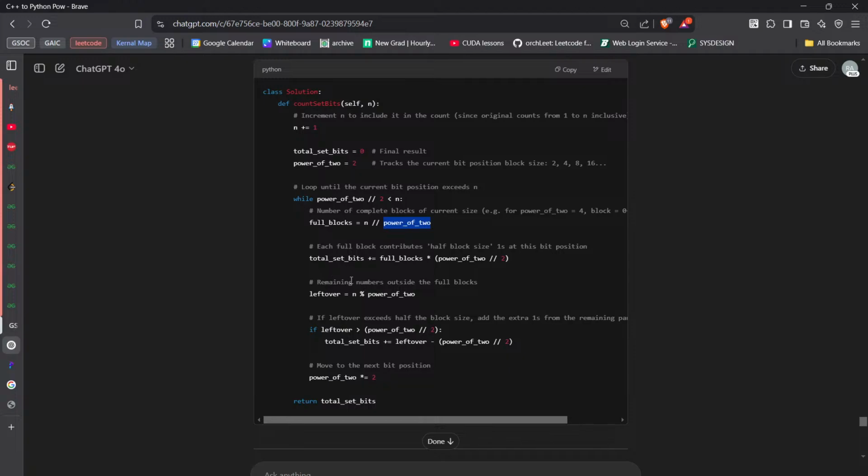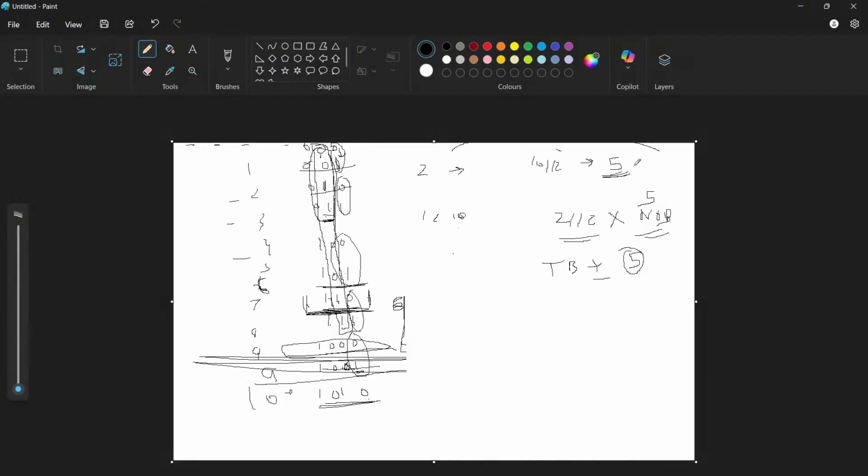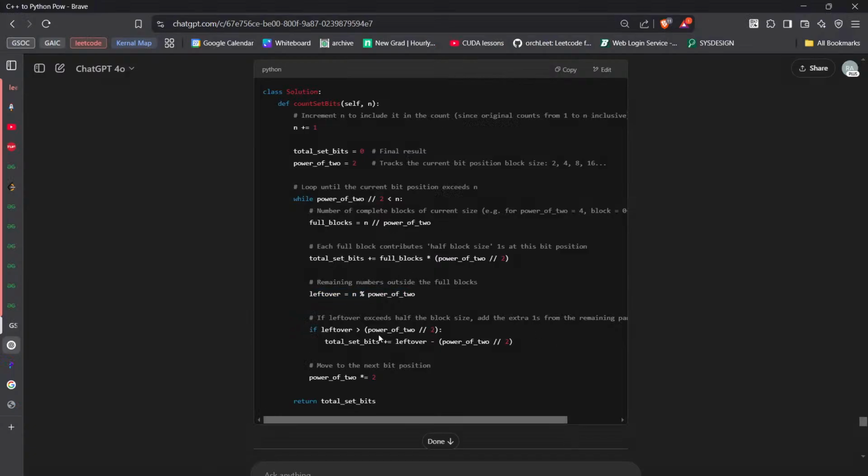Okay, now remaining numbers outside the full block will be n modulo power of 2. So 10 modulo 2, what is 10 modulo 2? 10 modulo 2 is 0. So there are no leftovers here, right? Okay, that is done. And then if leftover exceeds the half, if leftover is greater than power of 2 divided by 2, then total should be leftover minus power of 2 divided by 2.